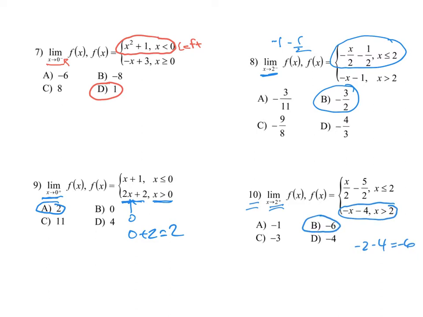So all of these problems are simply direct substitution. We just have to be careful and choose the correct rule. Sometimes it's the top rule, sometimes it's the bottom rule. Pay attention to which limit you're doing, the left side or the right side limit, left hand or right hand limit. Okay, 1 through 10 shouldn't feel too bad. Let's see what's next.